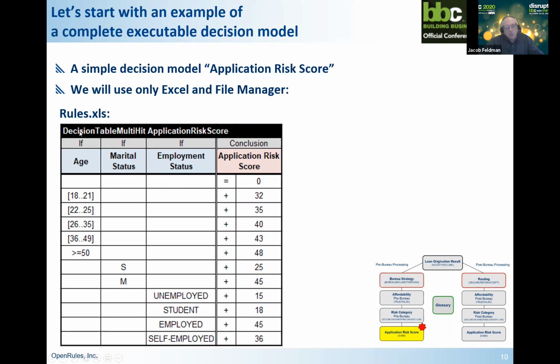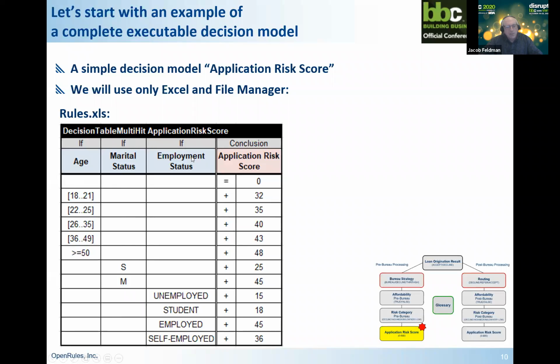are defined in OpenRules by a keyword in the top left corner. In this case, you can see the keyword DecisionTableMultiHit. This is the name of this table, and multi-hit tells you that all satisfied rules inside these tables should be executed in top-down order. So let's look at the logic, because you can see here the keywords if, and then conclusion.